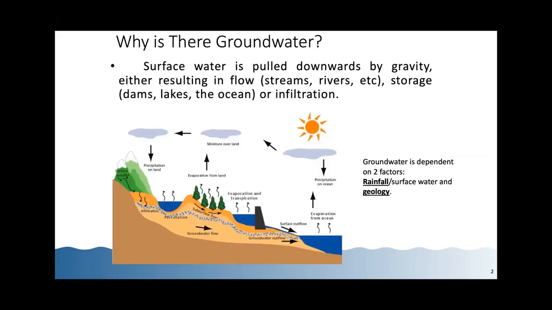Then moving on, why is there groundwater? We are all familiar with the water cycle. If we look at surface water, it is pulled downwards by gravity, either resulting in flow by means of streams and rivers, storage in dams, lakes, the ocean, or infiltration into the ground. Groundwater is mainly dependent on two factors, which are rainfall and also geology. And I'll be touching on that in just a second.